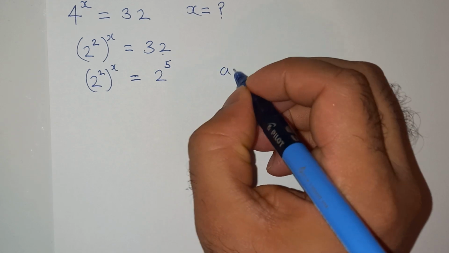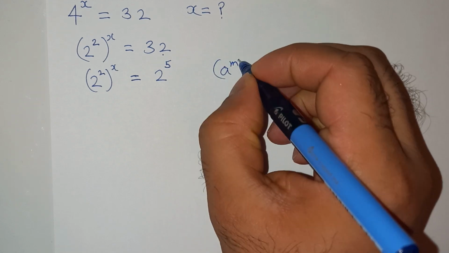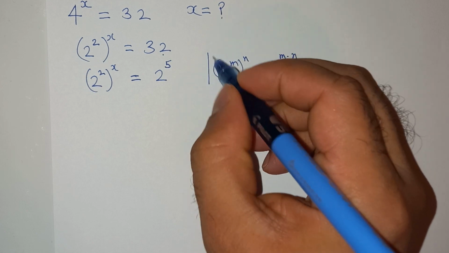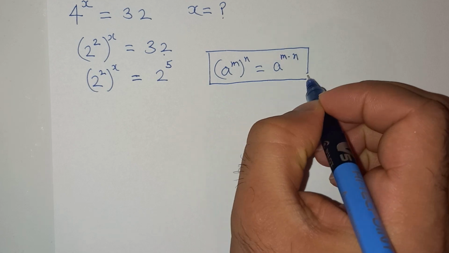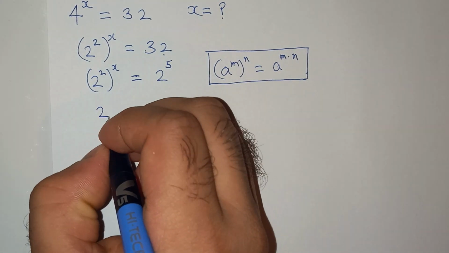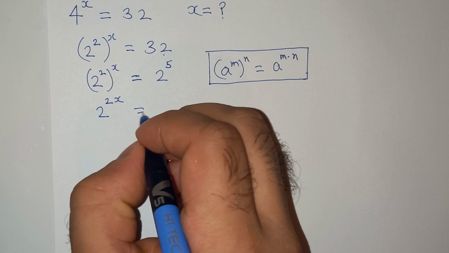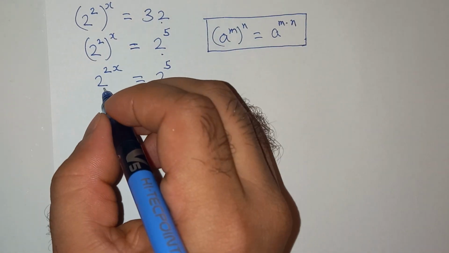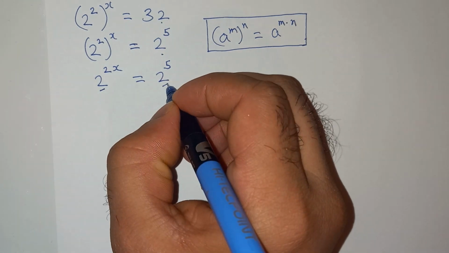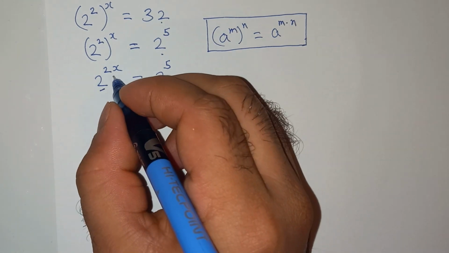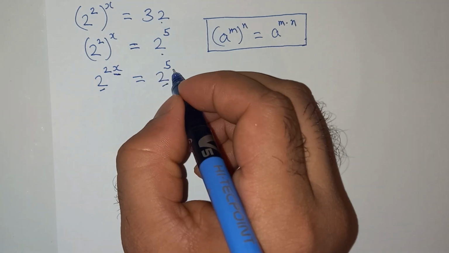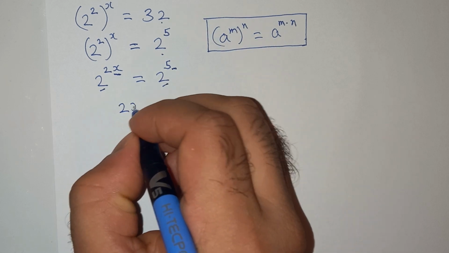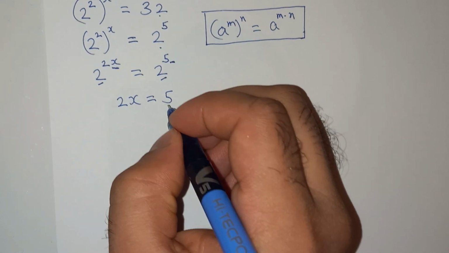Now we will apply this exponential rule, which is (a power m) power n equals a power m multiplied by n. So according to this exponential rule, this is going to be 2 power 2x equals 2 power 5. Now as you can see, the base on the left side and on the right side is the same, which is 2. Therefore, the exponent 2x on the left side should be equal to the exponent 5 on the right side. So let's equate 2x equals 5.